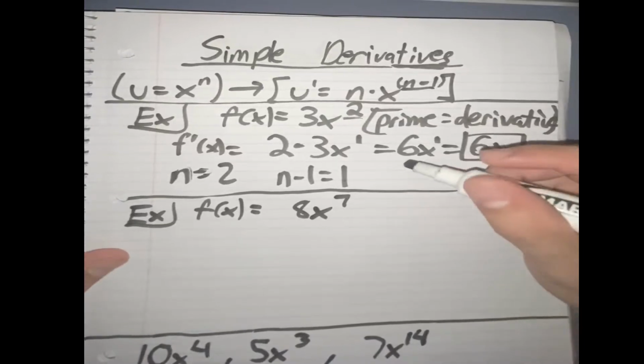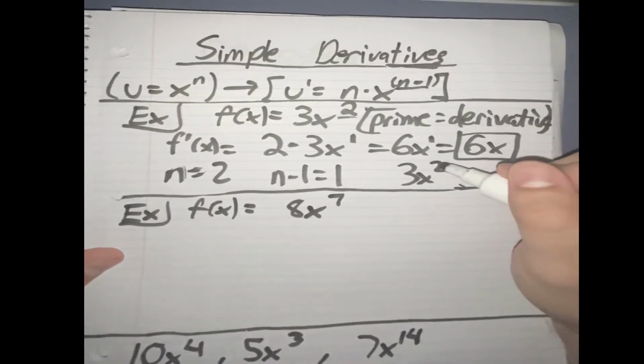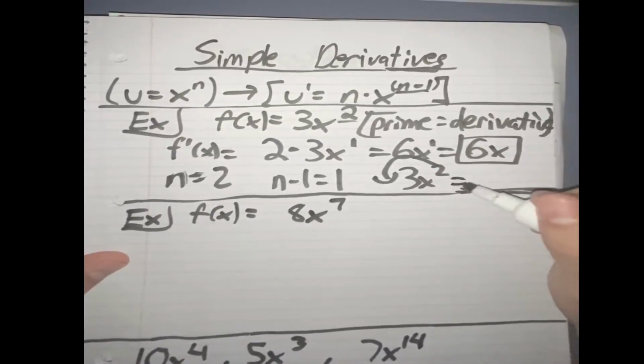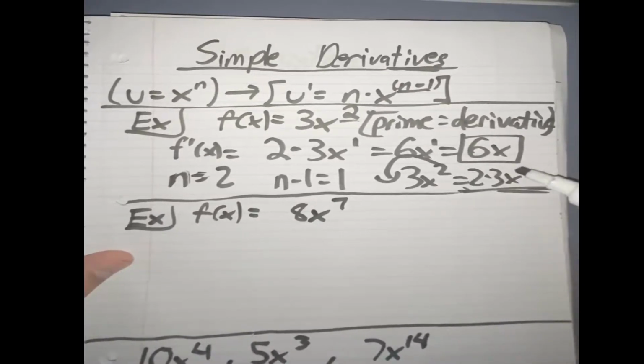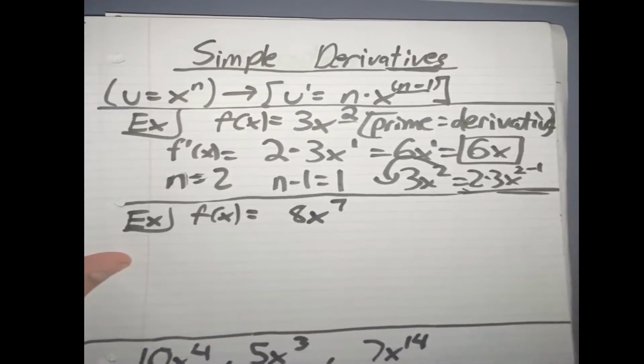If you just want to do this the simple way, you have 3x squared. Move the 2 to the front, and don't forget to subtract 1. So we have 2 times 3, x, and our new exponent is 2 minus 1, which is 1, giving us 6x.